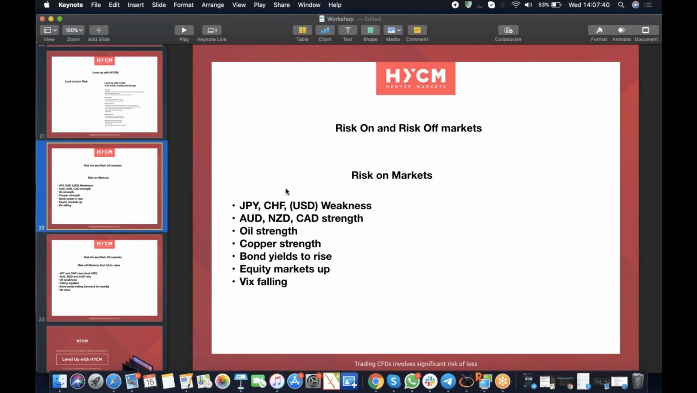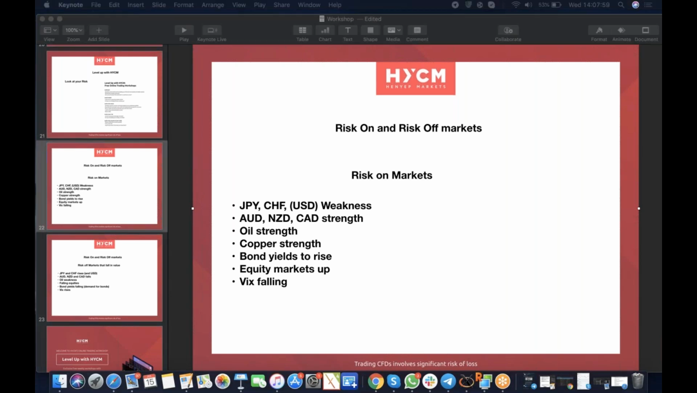We're seeing risk on markets at the moment, and this is what we get in a risk on market. We get weakness in the yen, Swiss franc, and US dollar, and strength in the Aussie, New Zealand dollar, and CAD. We also get strength in oil, strength in copper, bond yields rising, equity markets rising, and the VIX falling. The VIX is the volatility index. I'll just show you the VIX. It's a very helpful tool.